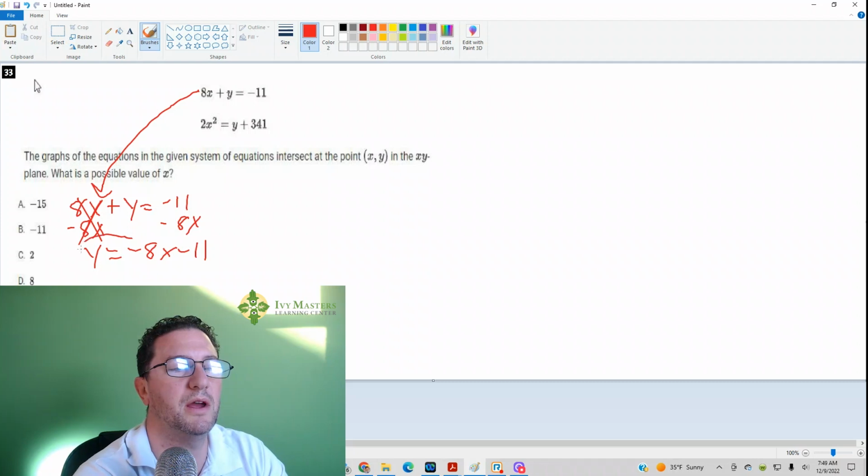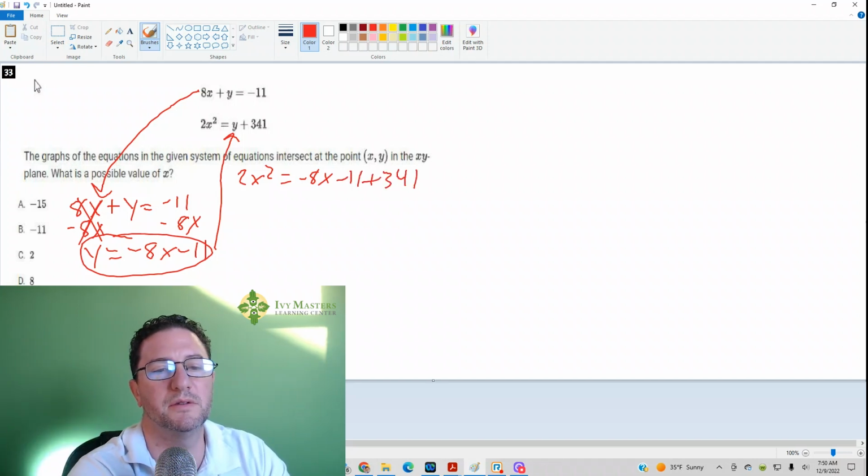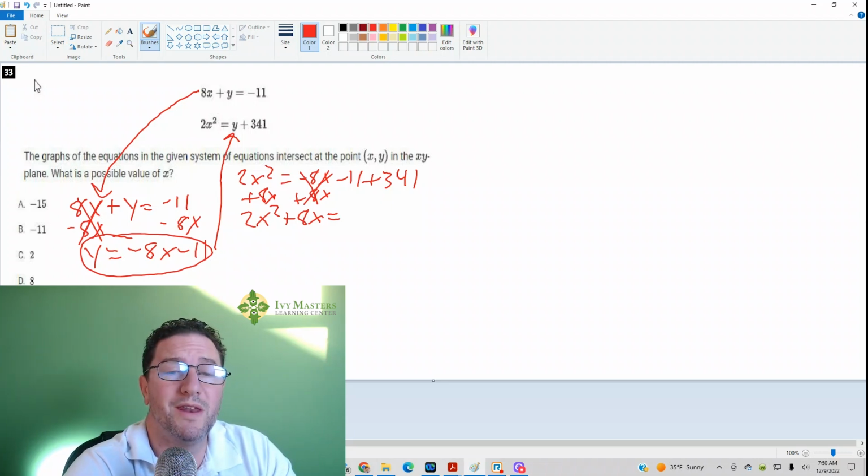But I do have the y isolated, so what do I do with that y? All I do is plug it into the other equation. So at that point, I've got 2x squared equals negative 8x minus 11 plus 341. And I add the 8x to both sides. Cancel here. I cannot combine those two terms because they are unlike, but I could write them. And on the other side, negative 11 plus 341 is the same as 341 minus 11, I get 330.